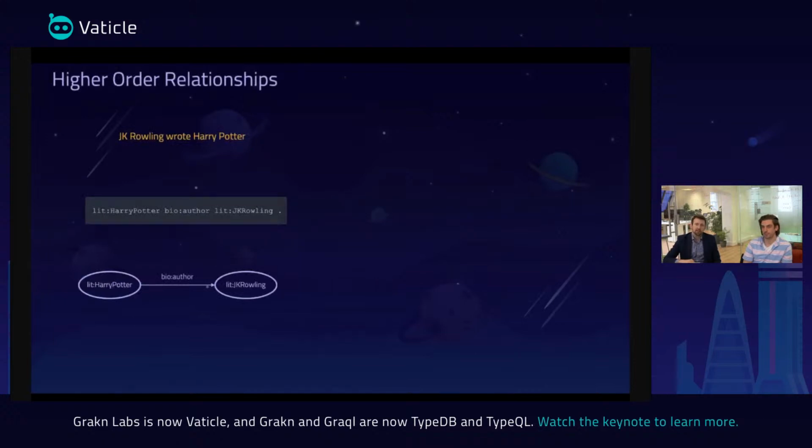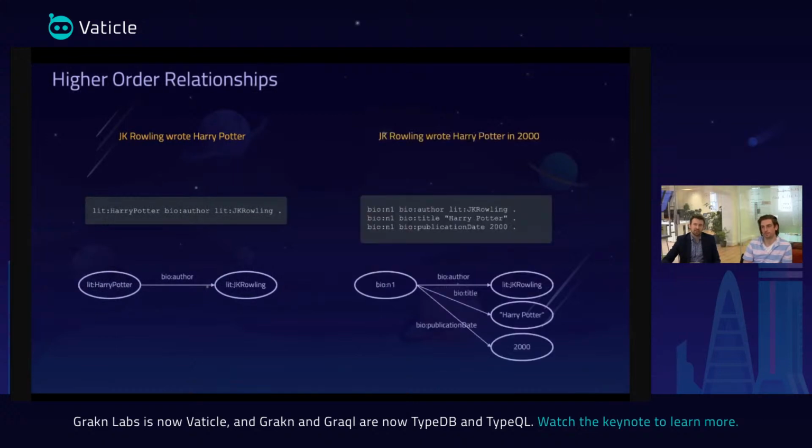So let's look at higher order relations. Let's say we've got a statement, a sentence, a triple here in Turtle, and we want to make a statement about that statement. We want to say that J.K. Rowling wrote Harry Potter in the year 2000.